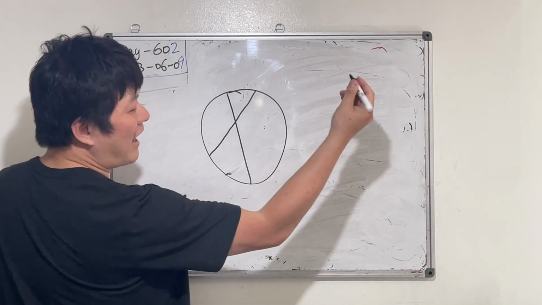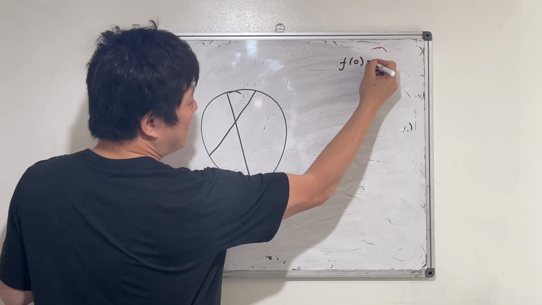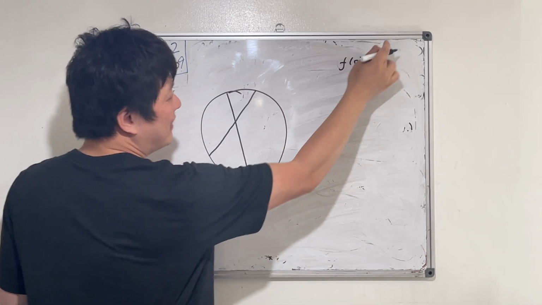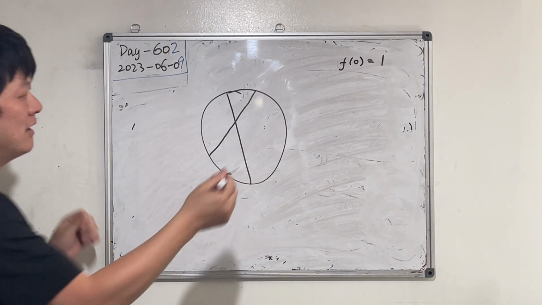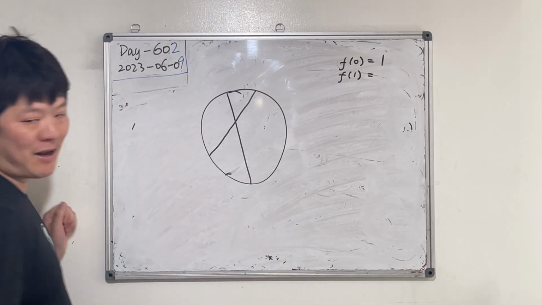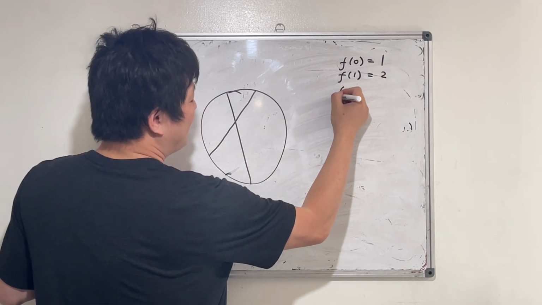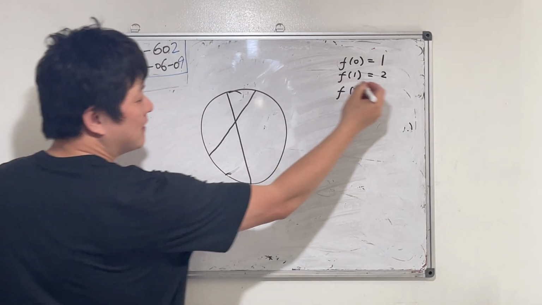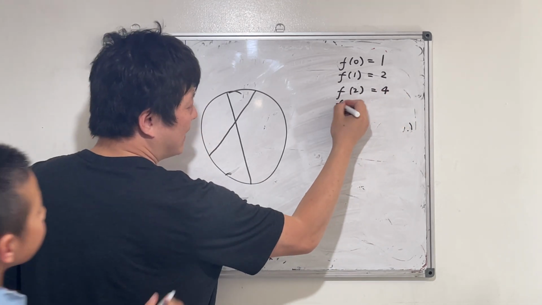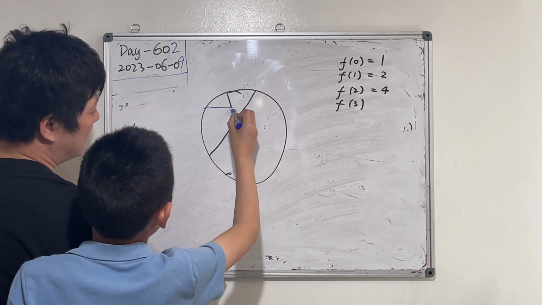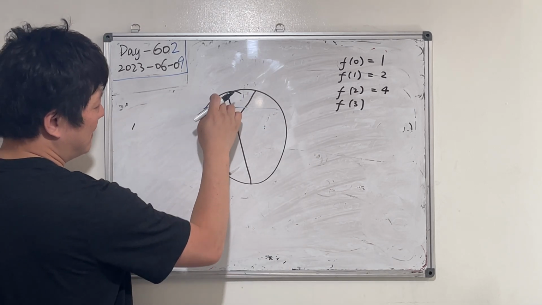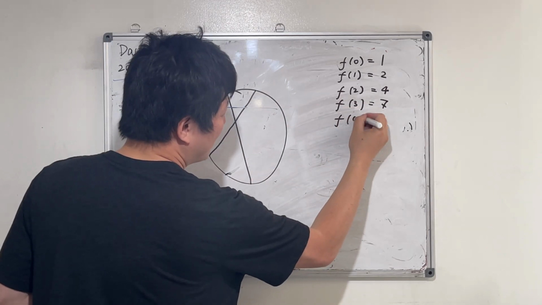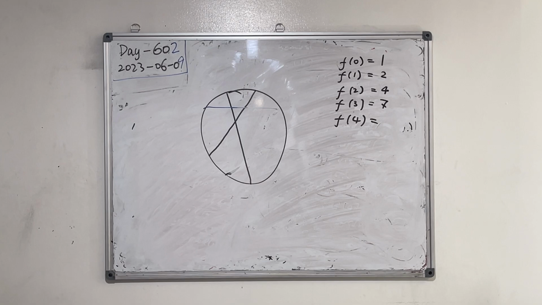Let's use the f function. F0, 0 cuts, how many pieces? 1. If we don't cut, it's 1 piece. If we cut it one time, 2 pieces. If we cut it 2 times, 4 pieces. Cut it 3 times, how many pieces? 7. 1, 2, 3, 4, 5, 6, 7. 7 pieces.